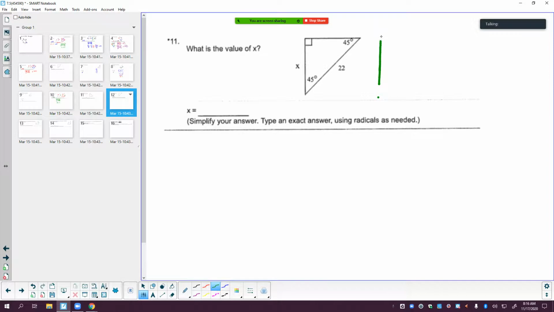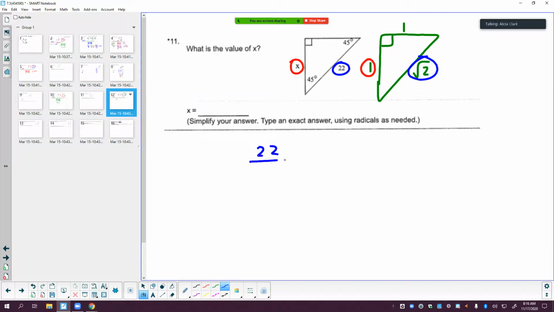So if I look at my triangle, compare that to my original 45, 45, 90. I have a hypotenuse of 22 that compares to the hypotenuse of square root of 2, and I'm trying to figure out what x is, which compares to the leg of 1. So 22 hypotenuse goes with hypotenuse, square root of 2. X is a leg, goes with the original leg of 1. Whenever you're writing these, make sure hypotenuse is matched up and legs are matched up.